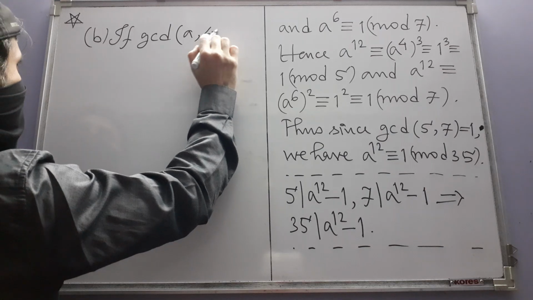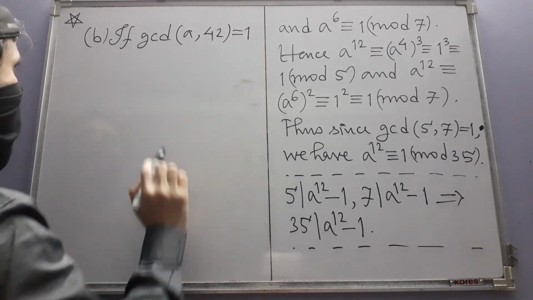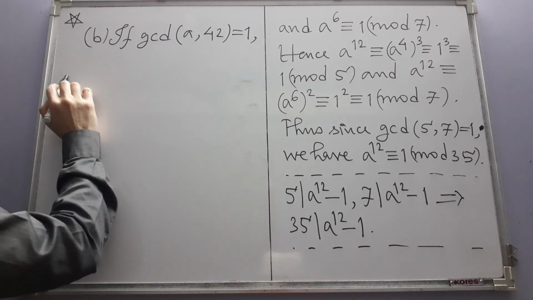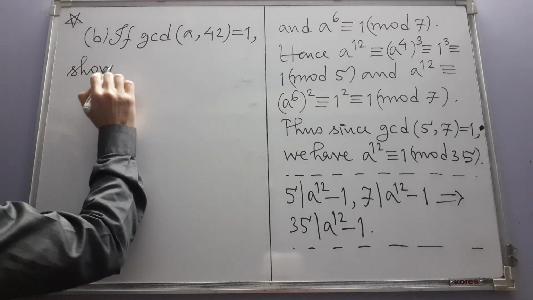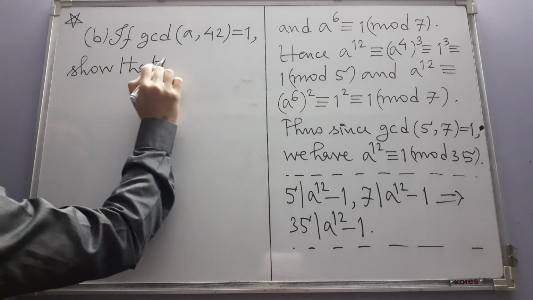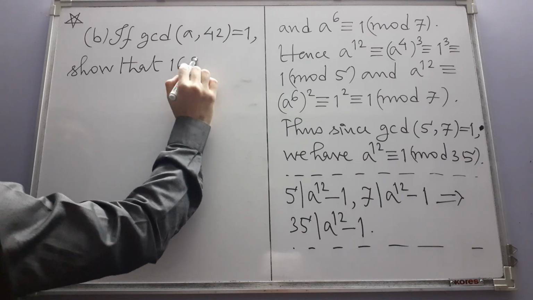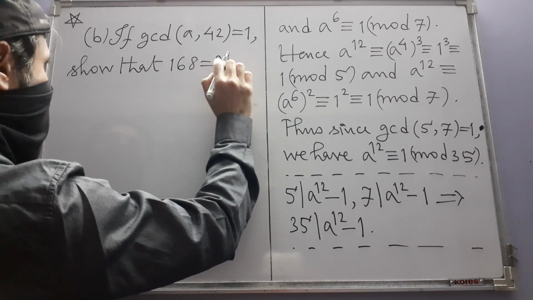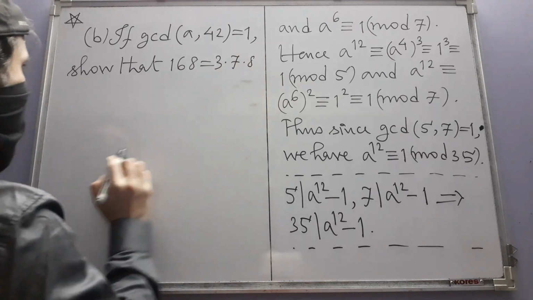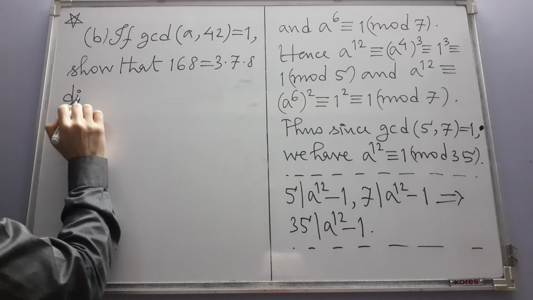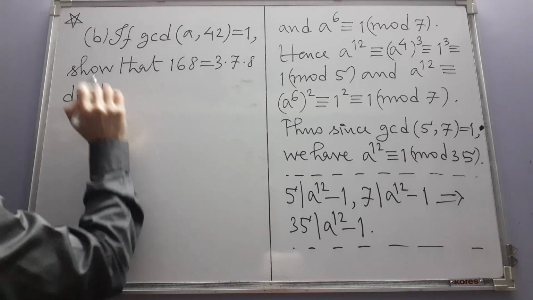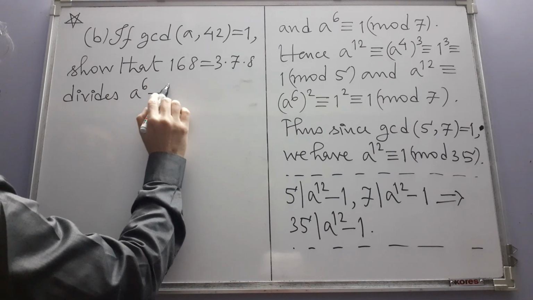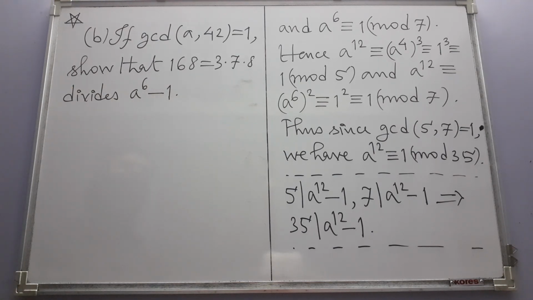If GCD of A and 42 is 1, show that 168, which is 3 times 7 times 8, divides A to the power 6 minus 1. Alright.